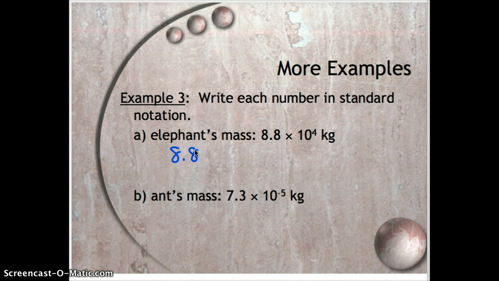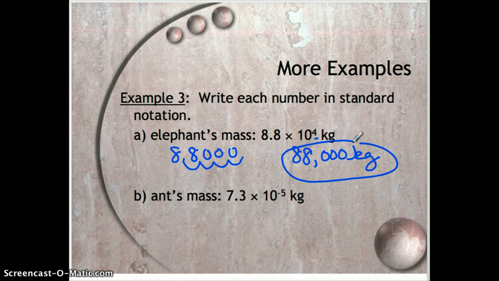It's going to signify I'm going to make this a big number, and I'm going to move my decimal 4 times to the right. So I'm going to start at 8.8. I'm going to go 1, 2, 3, 4. Our decimal will now be here at the end of our number, and within our gaps, we want to fill in zeros. So this elephant weighs 88,000 kilograms in standard notation.